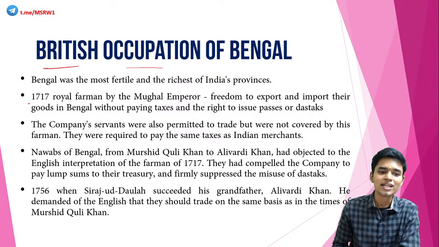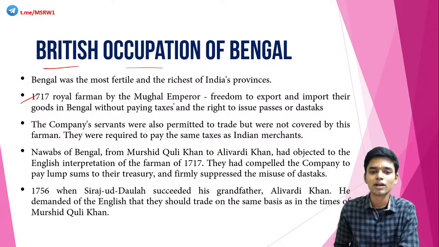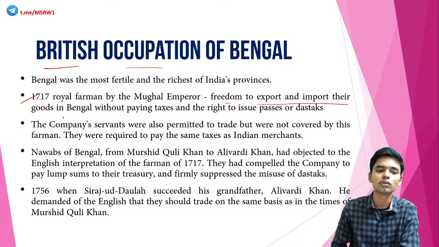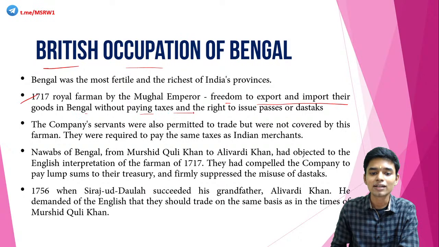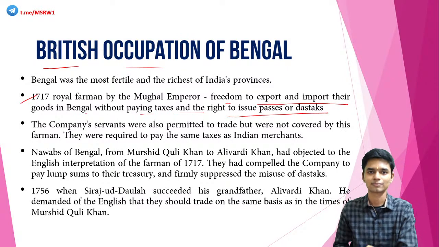Okay, so in 1717, a royal farman by the Mughal emperor was given, and based on this farman, the British earned the freedom to export and import their goods in Bengal without paying taxes, and also got the right to issue passes or dastaks.